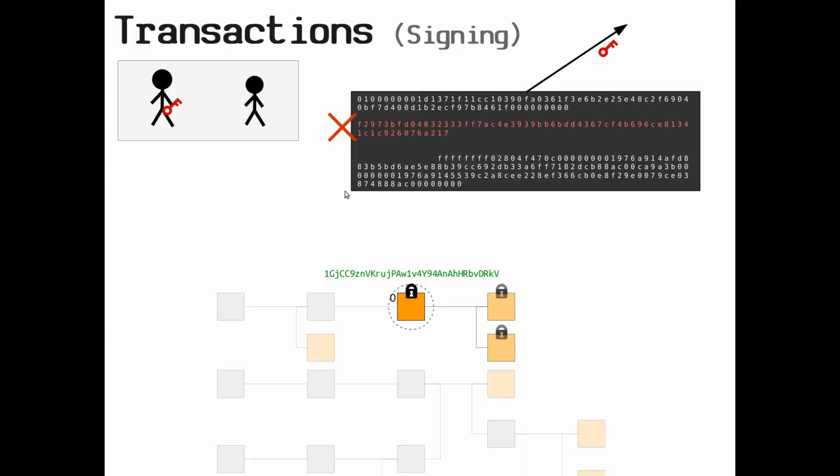So that's bad. So we need a more intelligent way of using our private key to unlock this lock, to prove that we own this address without actually giving away the private key itself. And that's where signing comes in, using digital signatures.